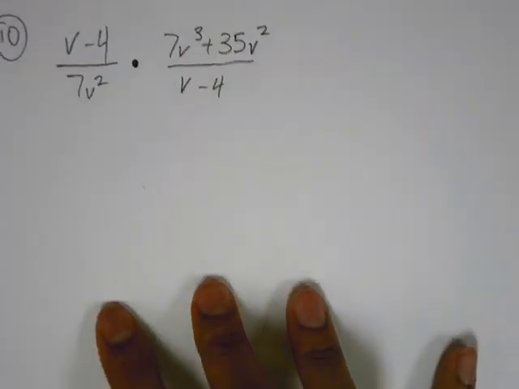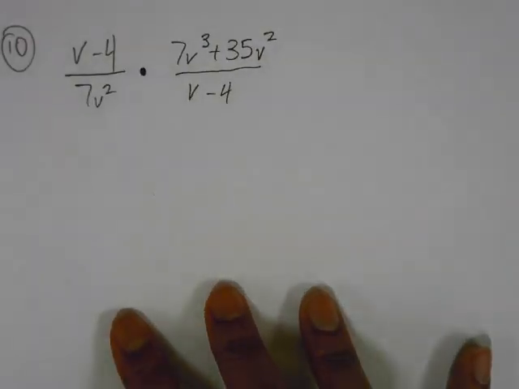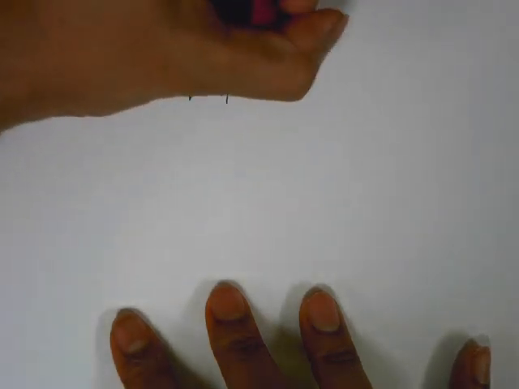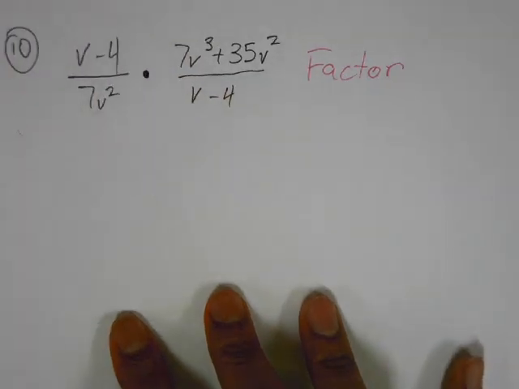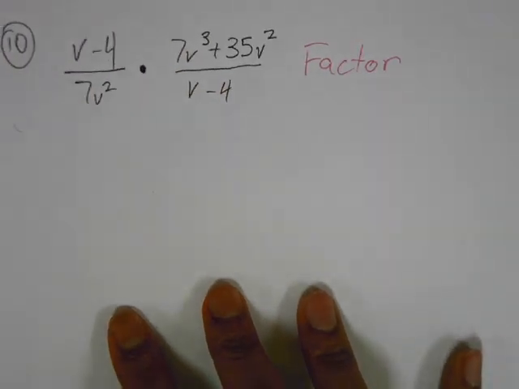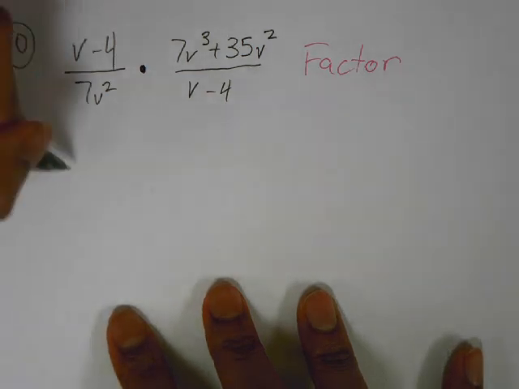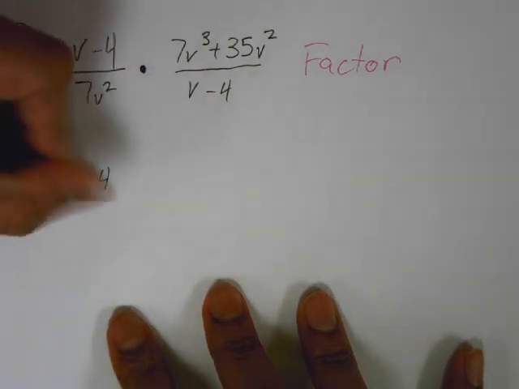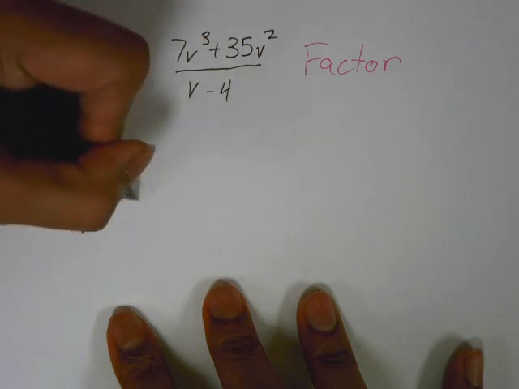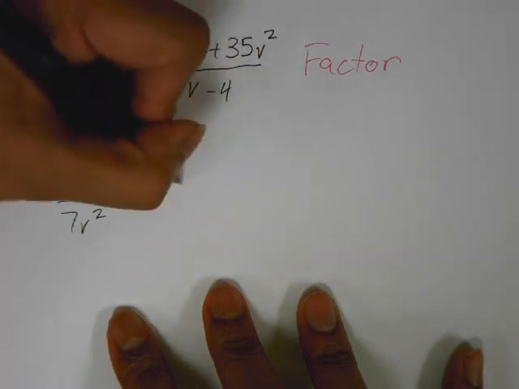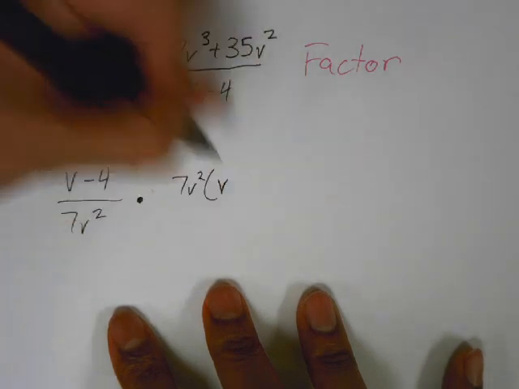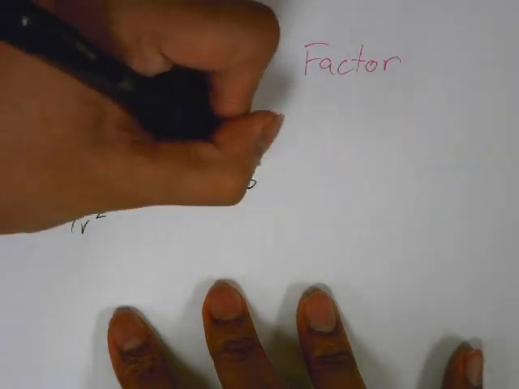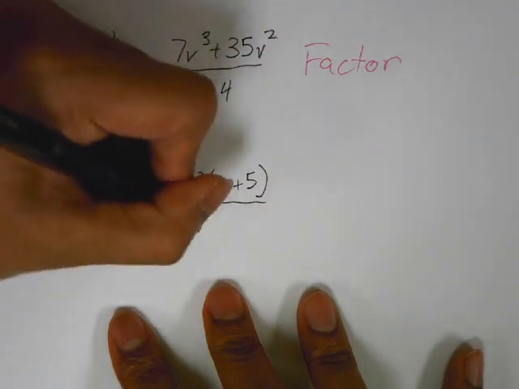Okay, so for multiplication and division, the first thing we've got to do for any of these problems is going to be factor. Right? So anytime we multiply and divide, we're going to have to start by factoring. Okay? So here's our factored form. This first one doesn't factor at all. And we're going to multiply this by 7v squared times v plus 5. And on the bottom, I've got v minus 4 still.